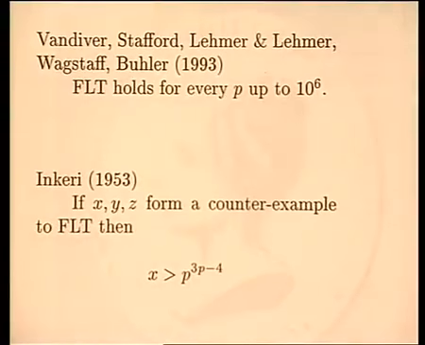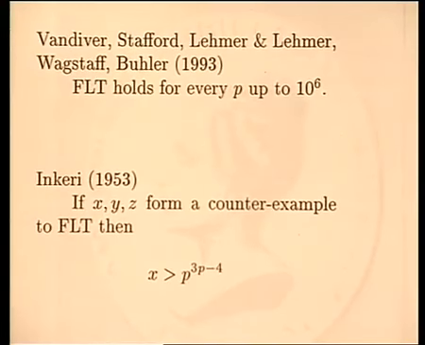Now, progress on the second case was much slower, but using the work of Kummer, van Diver, Stafford, the Lehmers, Wagstaff, and Buehler were able to prove that Fermat's theorem holds for every prime up to 1 million.